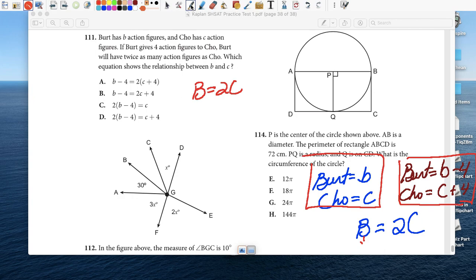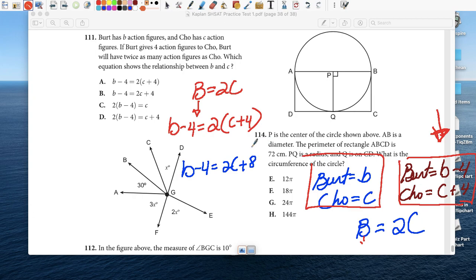Okay, and now we can use this information in this equation to hopefully find a relationship between B and C. So Bert, after, because this relationship where Bert has twice as many as Cho happens after he gives 4 away. So Bert right now has B minus 4, Cho right now has C, whatever he had before, plus the 4 Bert had given him. Let's see, distributive property, so B minus 4, and on this side we get 2C plus 8.